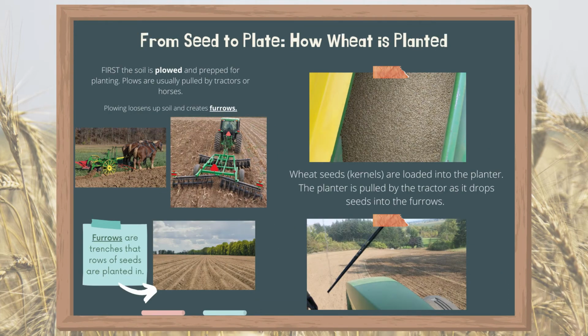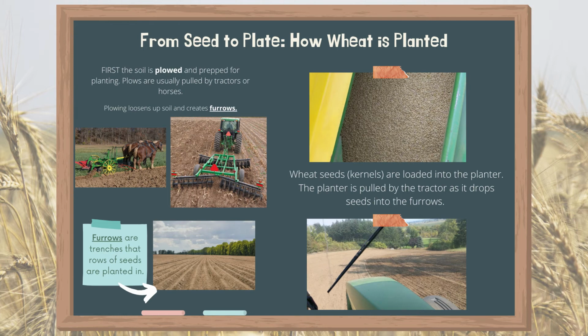Now that we've discussed how wheat grows, and when and how it has grown in the past, I want to show you how it is planted. The planting process starts with the soil. Soil must be loosened and prepped before the seeds are planted. A plow is a farming tool that usually does this job. Plows are pulled by tractors or horses and help to loosen the soil while also creating furrows. Furrows are trenches that rows of seeds can be planted in.